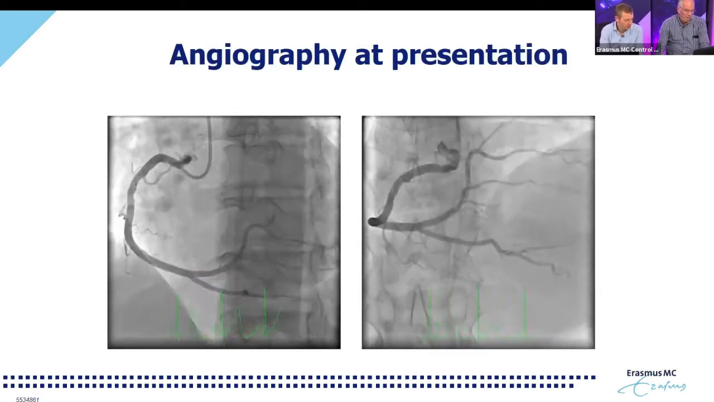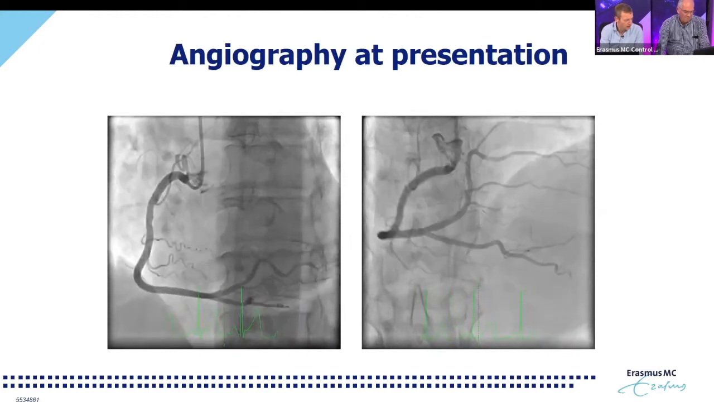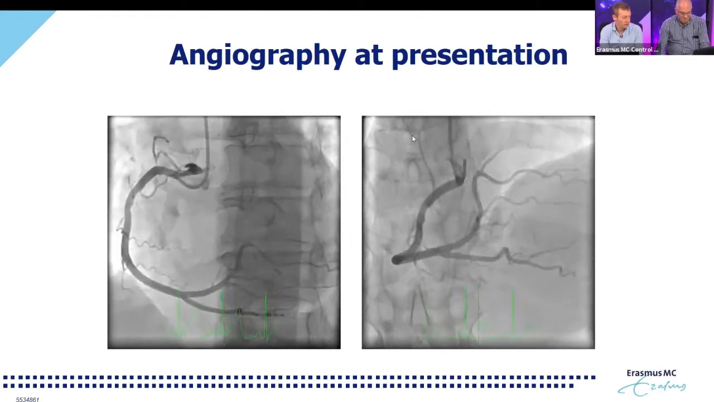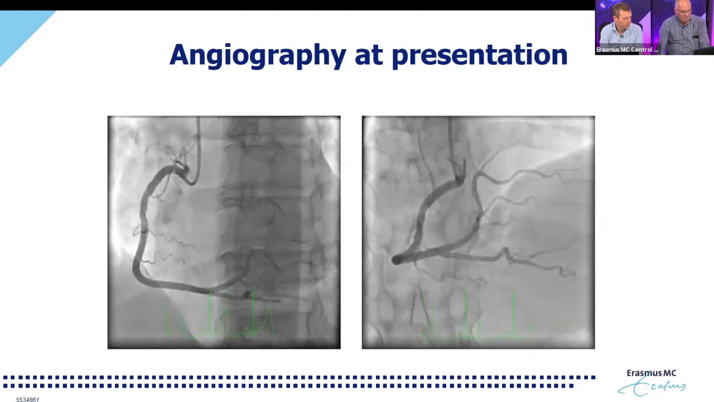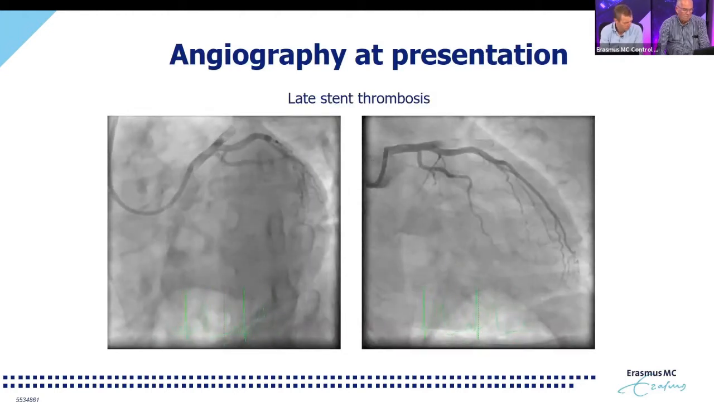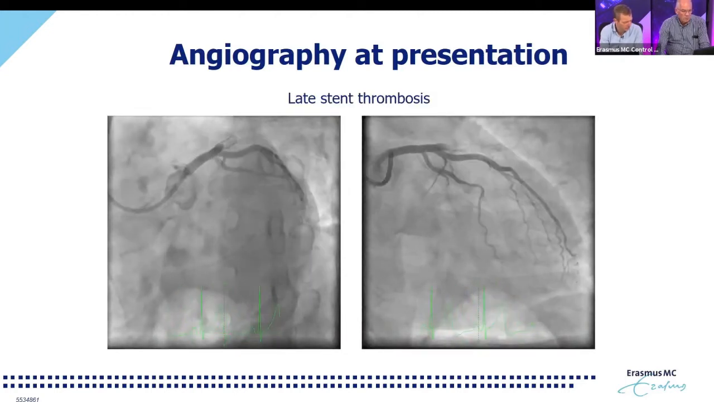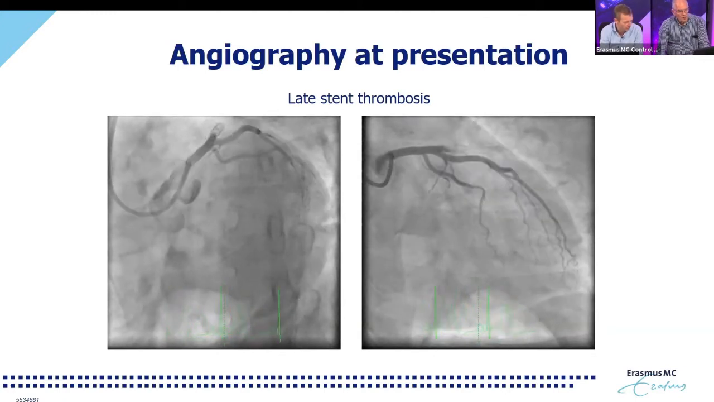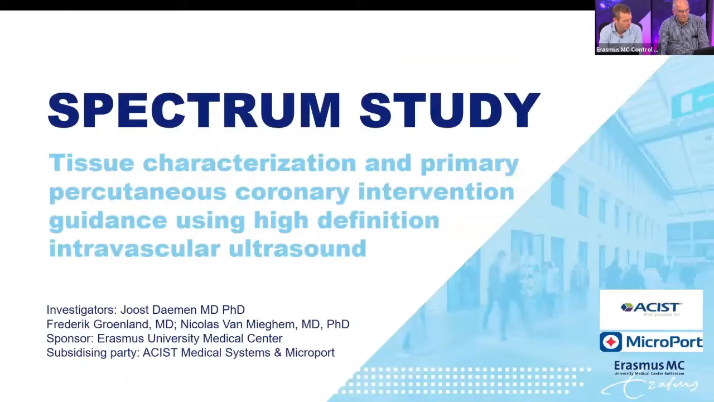So we started with a right radial approach. So this is the right coronary artery, showing you a nicely patent right coronary with some mild luminal irregularities. But what you can clearly appreciate is the occluded stent in the proximal left anterior descending artery. And that's how we proceeded by including this patient in the Spectrum trial.